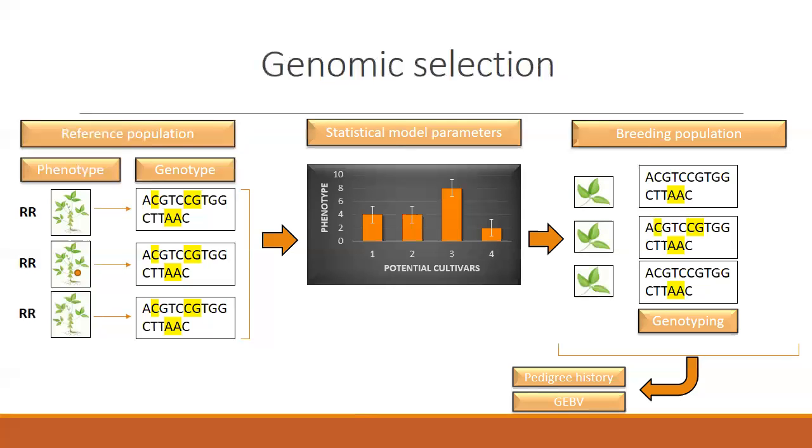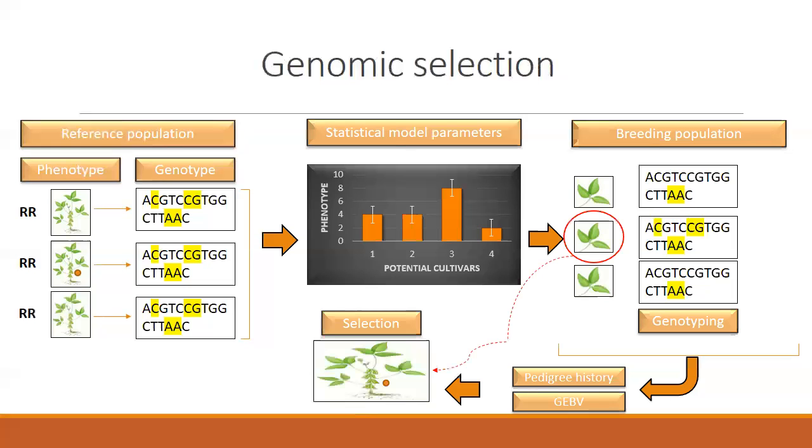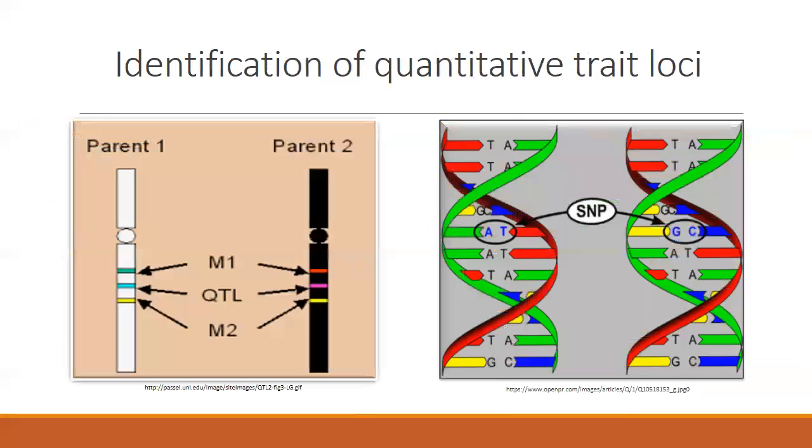Using pedigree information and genomic expected breeding values, breeders can combine and analyze this data using a neural network. Then the plants are selected for backcross. At this point, you're probably asking yourself, how are researchers able to identify disease resistance using markers?